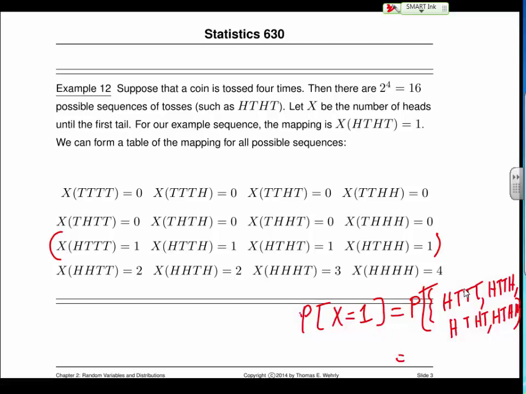Each of these is going to have probability 1/16, so I can use the fact that I have 4 outcomes in my event. Each of those has the same probability 1/16 because I'm tossing a fair coin. We have to make some assumption about the coin before we can calculate the probability, but we'll assume it's a fair coin. And so I get 4/16 is the probability that x is equal to 1.